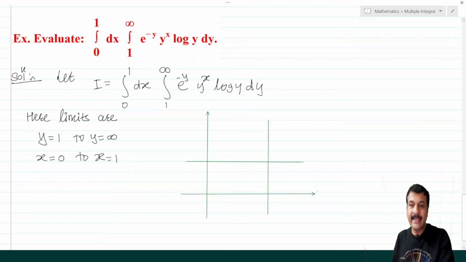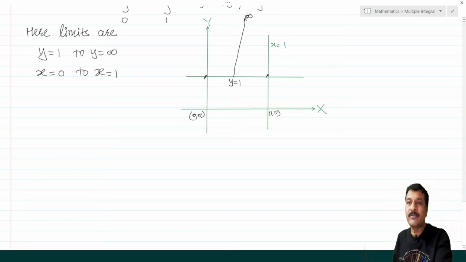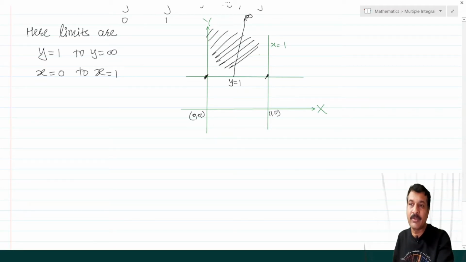So find the region of integration. Here is the x-axis, here the y-axis, here x equal to 1 means this line, and this line means y equal to 1. So this line is y equal to 1, this line is x equal to 1. Here the given strip is vertical, y equal to 1 to infinity, and x equal to 0 to x equal to 1. So definitely here 0, 0, and here x equal to 1, meaning 1 comma 0. So y from 1 to infinity and x equal to 0 to 1 on this. It means that this is the region of integration up to infinity.